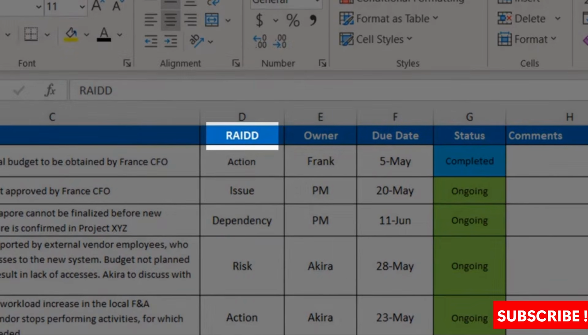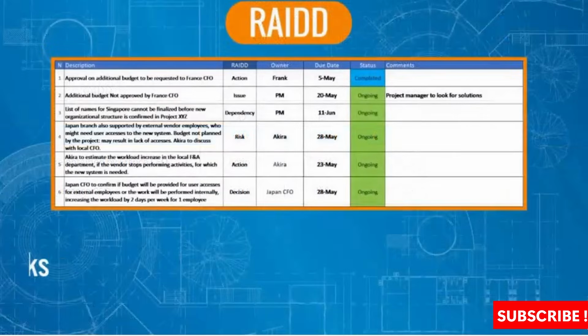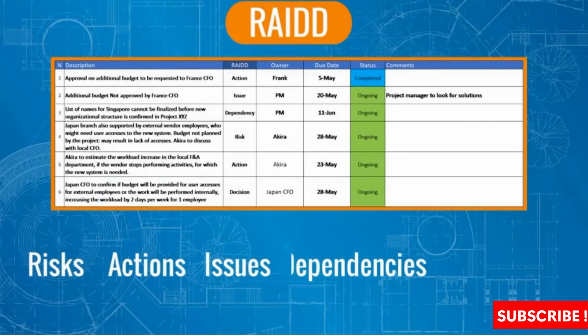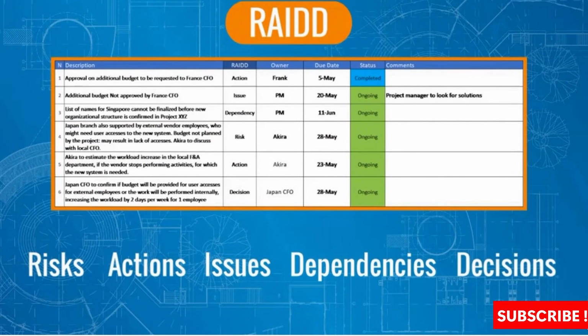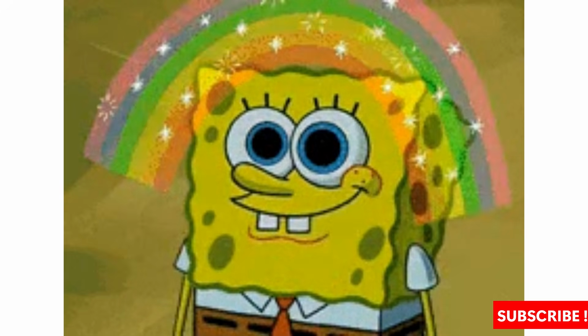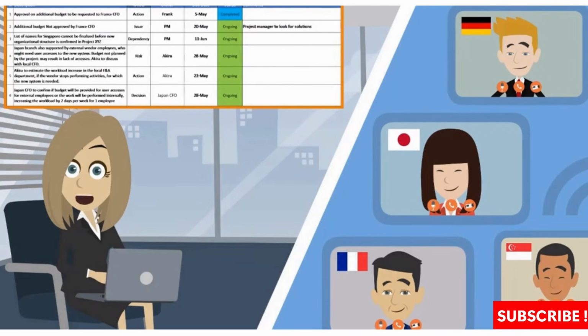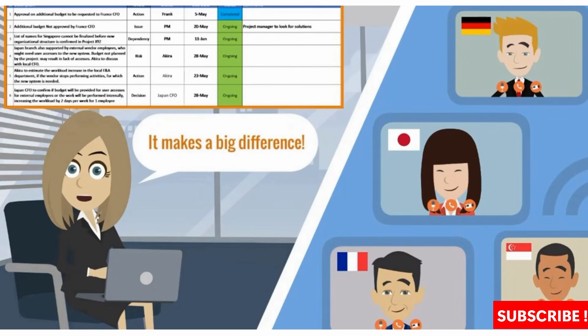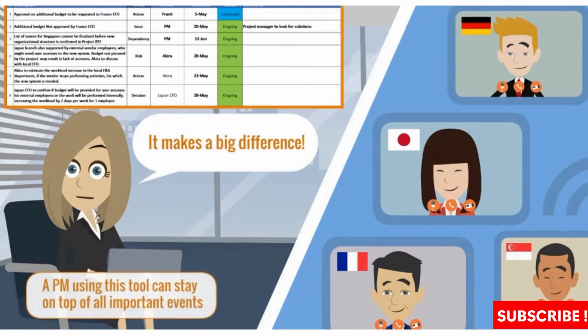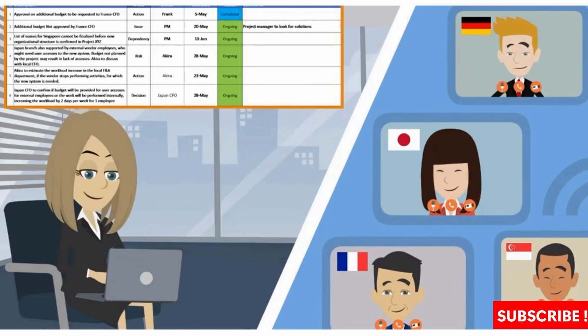This is the so-called RAIDD log, standing for risks, actions, issues, dependencies and decisions. A single document capturing this precious project information. Can you now imagine what a difference it makes when a project manager uses a nicely structured document for managing project work? It makes a big difference. A project manager using this tool can stay on top of all important events, monitoring and controlling effectively the work of team members and stakeholders. On the other hand, the chances to miss something important without such a tool are huge.